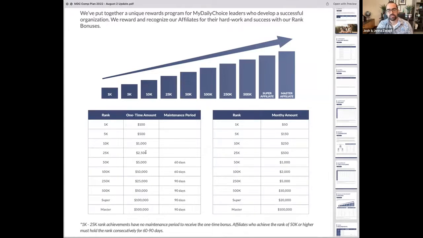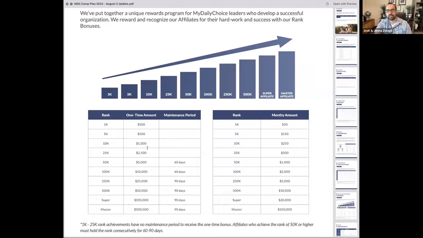Think about this. Somebody just came into My Daily Choice and actually hit 50K his first month, but 50K has a 60-day maintenance on that rank. He smashed the first 4 ranks, so he earned $4,100 in rank bonuses on 25,000 in volume. That was before his binary, before jump starts, before all of the other ways we just covered. That's just rank bonuses. Do the math on that: it's like 15% of his volume in rank bonuses right out of the gate.